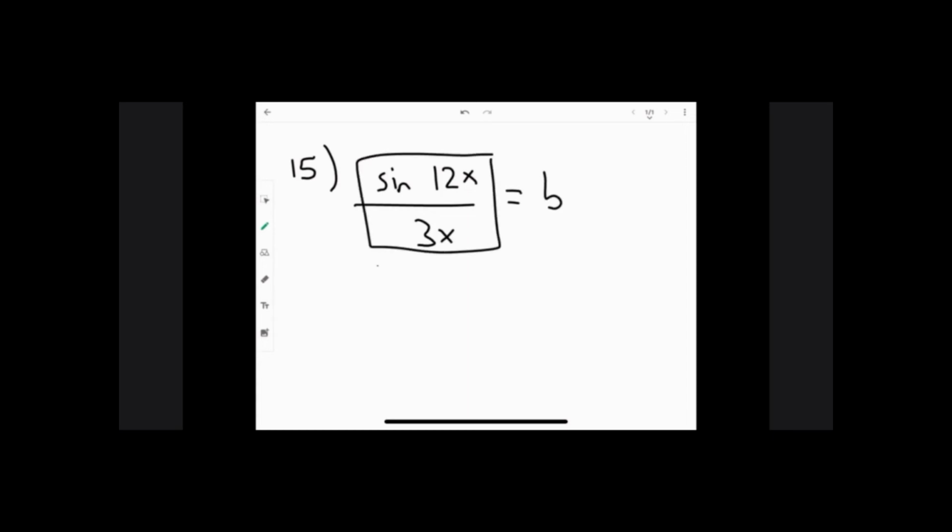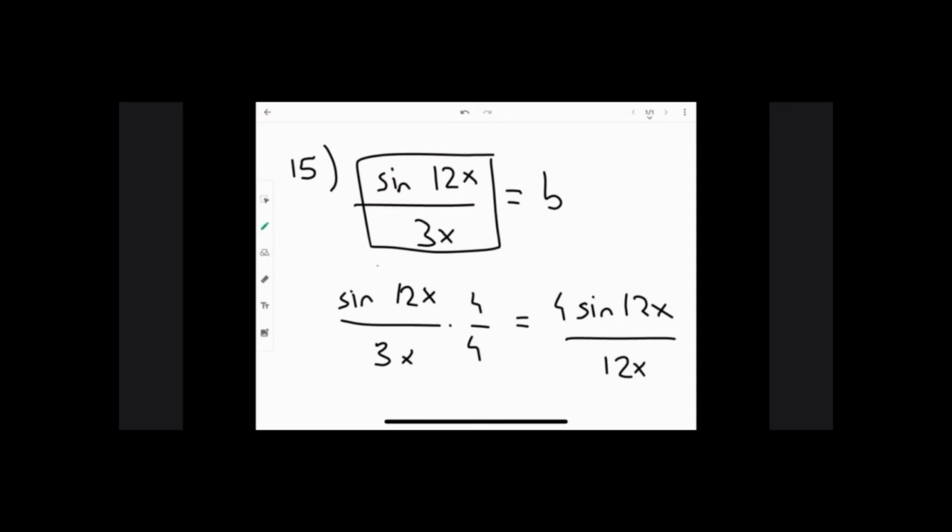Question 15 asks us to find the value of b, which makes g of x continuous. So, like what we did in question 14, we equate the two. So sine 12x over 3x is equal to b. As we learned before, sine x over x is equal to 1, so we want to make the denominator equal to 12x. We can do that by multiplying the numerator and the denominator by 4. So what we get is 4 sine 12x over 12x is equal to b. Sine 12x over 12x is equal to 1, so it becomes 4 times 1. And so we get that b is equal to 4.